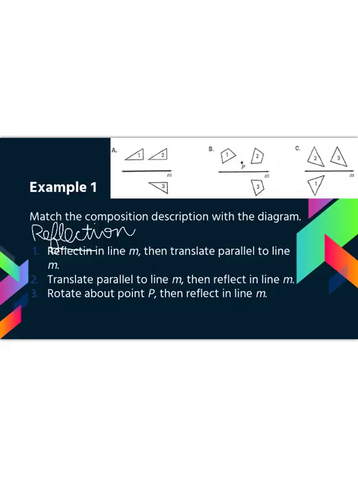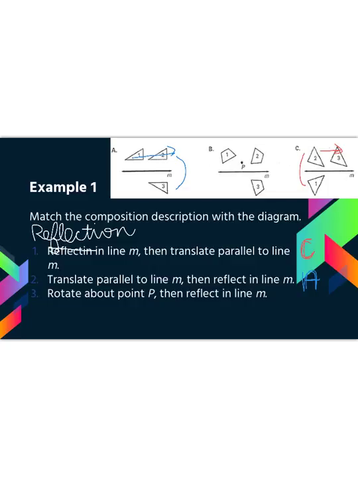So immediately I see in choice C, 1 is reflected to 2, and then 2 is just translated over. So this pairs with choice C. Number 1 pairs with choice C. So for choice 2, I want to look for something that's translated parallel to line M and then reflected in line M. So what I see is for choice A, figures 1 to 2, that happened by a translation, and then figure 2 is mapped onto figure 3 by a reflection. So choice 2 matches with choice A.